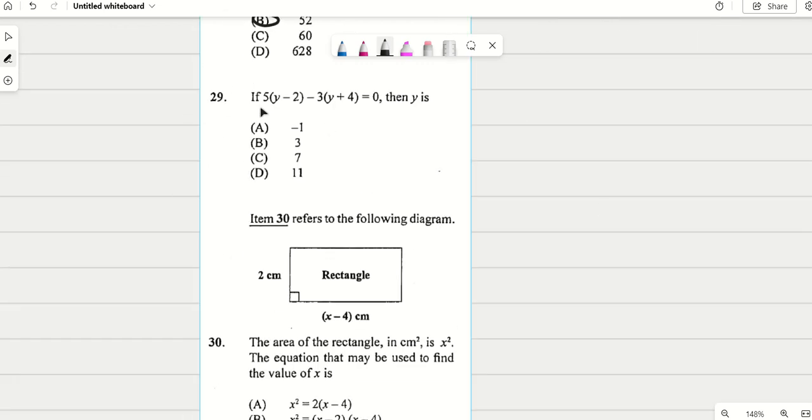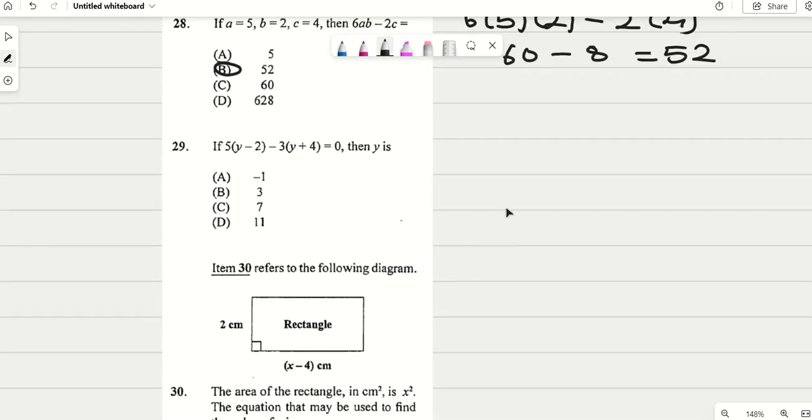Then this one, if this is equal to 0 and what is y, you make y the subject. This one, I would make y the subject.